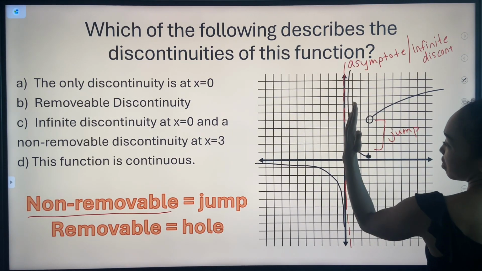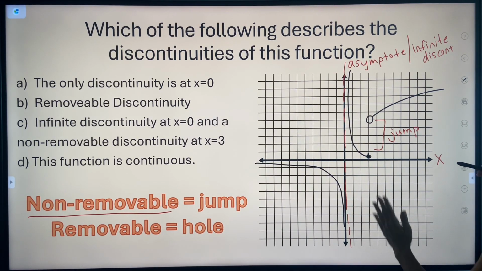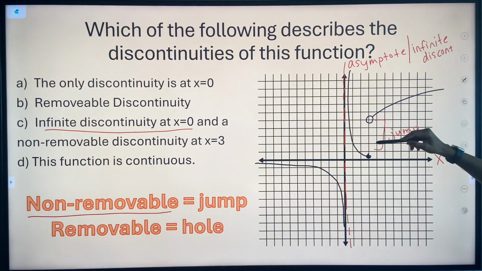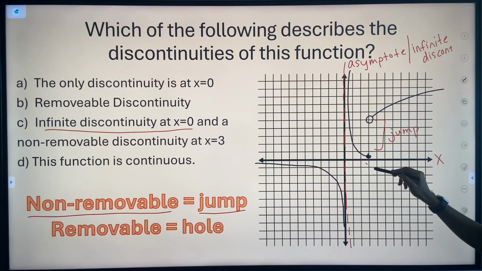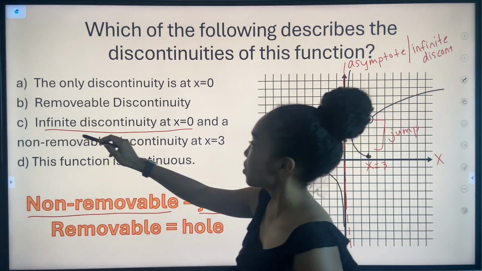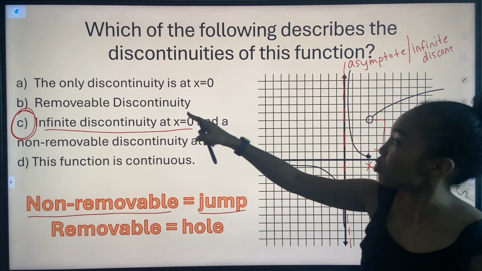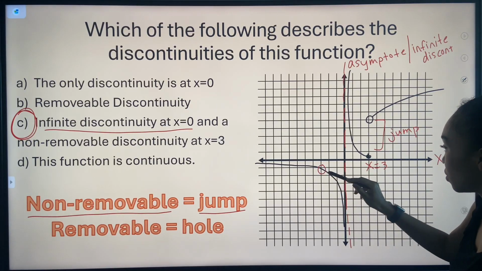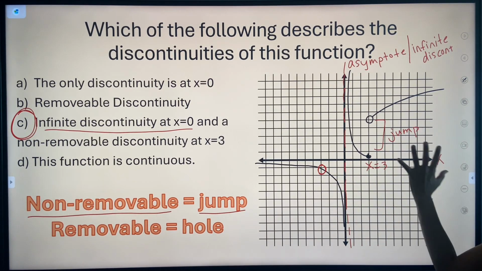Here is an infinite discontinuity, also known as an asymptote, and that is at the x value 0, and that's what it says right here. There's also a non-removable discontinuity, also known as a jump, right here at 3, x equals 3. So your answer here is C. So a removable discontinuity is a hole. So if there was a hole in the middle of the line, that is called a removable discontinuity, which we don't have here, okay?